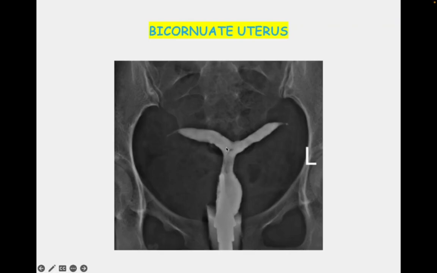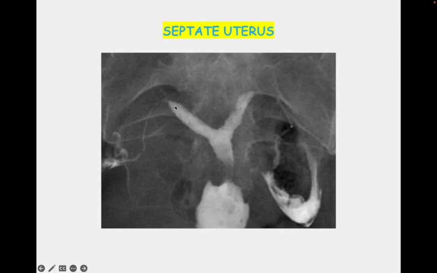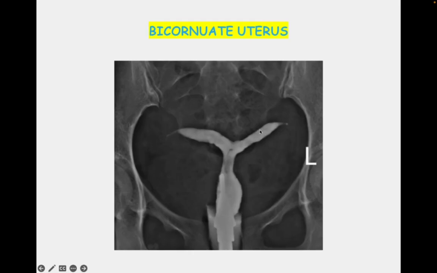Why is it a bicornuate uterus, not a septate uterus? You can see these two horns are markedly splayed. This marked splaying of the uterine horns makes it different from the septate uterus. Here the horns are not so far apart, but here the horns are very far. But we cannot diagnose 100% on HSG, because as long as we cannot see the fundus, we cannot make out whether this is a bicornuate or a septate uterus.